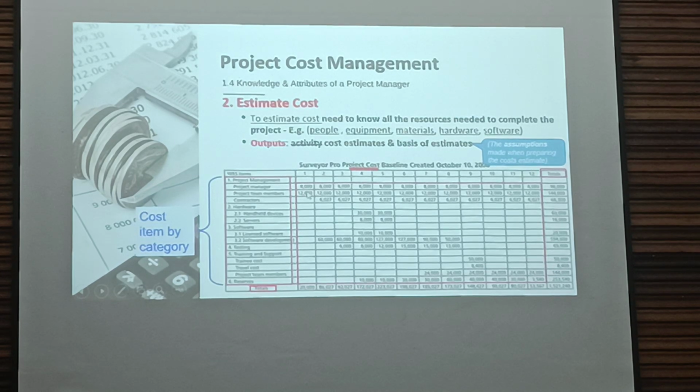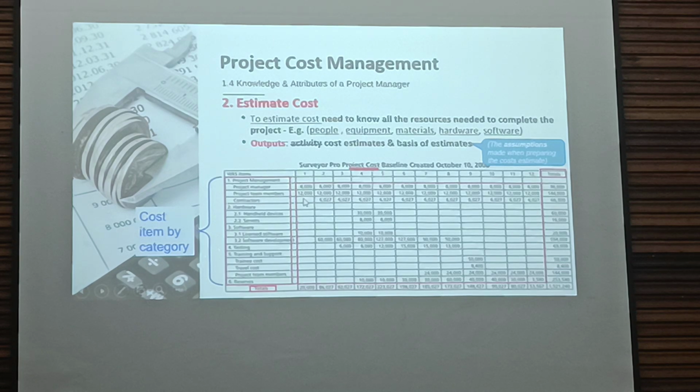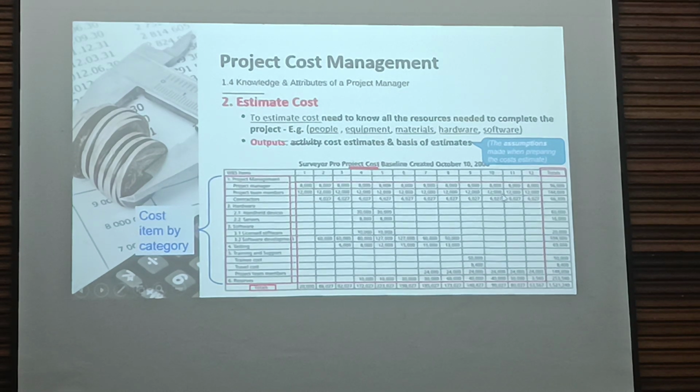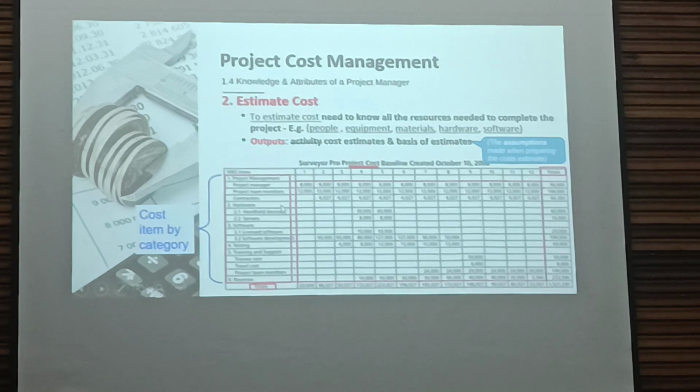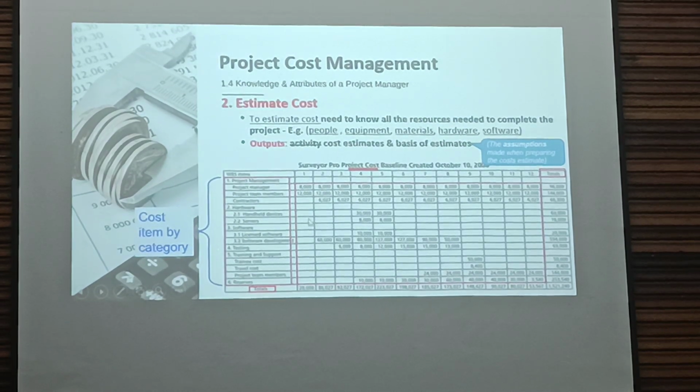So project manager 8,000 from January to December. Project team members 12,000. Okay. Contractors start from February until the end. Halfway only in April, May.